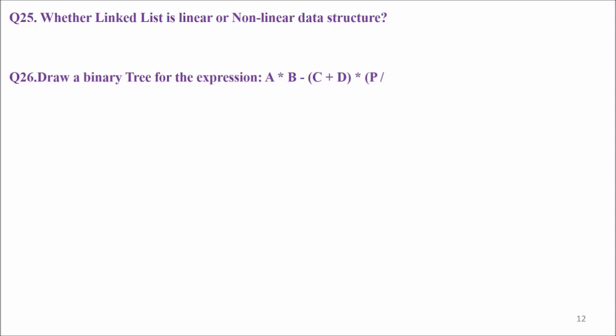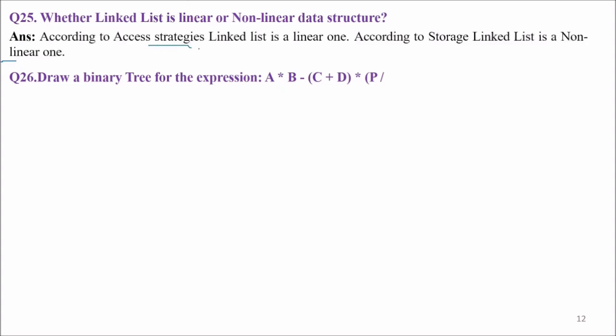Whether linked list is a linear or non-linear data structure. See, if you talk about the access strategy, it is linear, and storage strategy, it is non-linear. So, according to the access strategy, linked list is linear. According to the storage, linked list is non-linear.